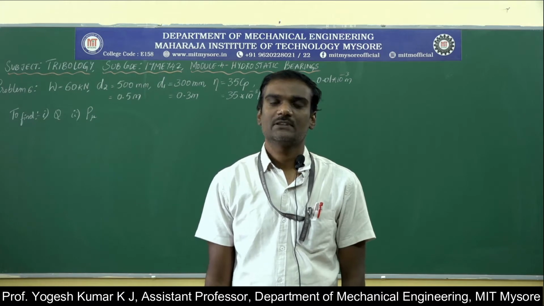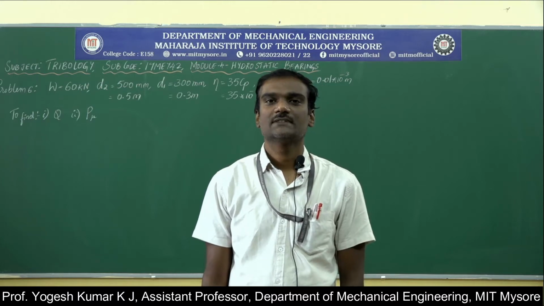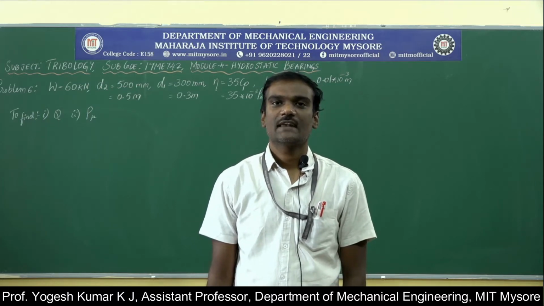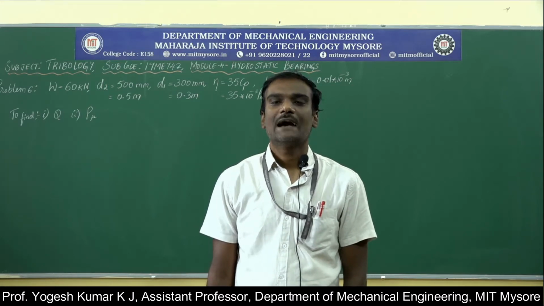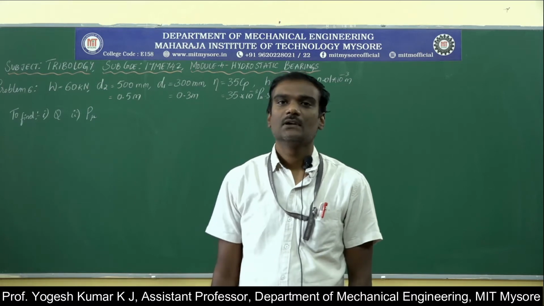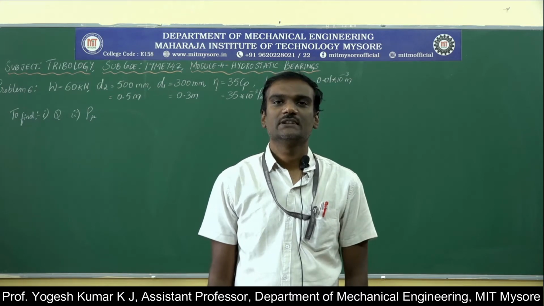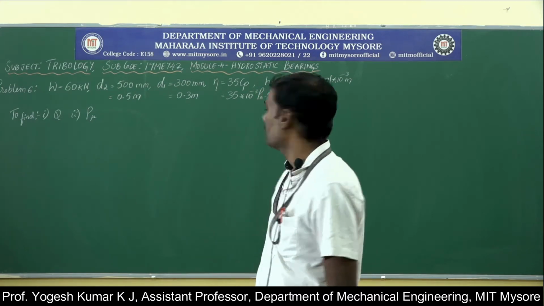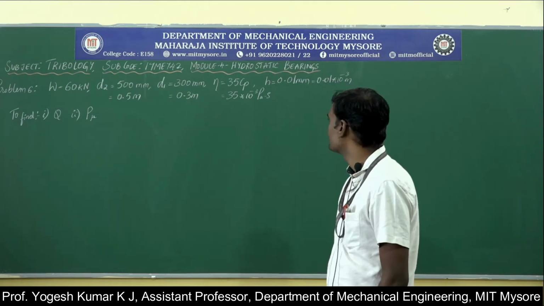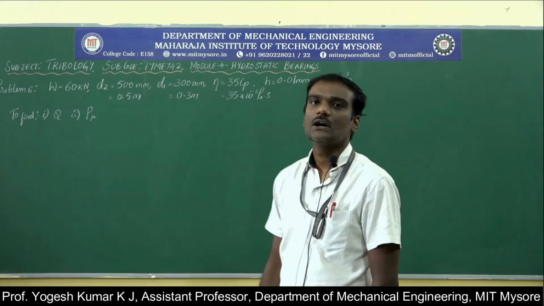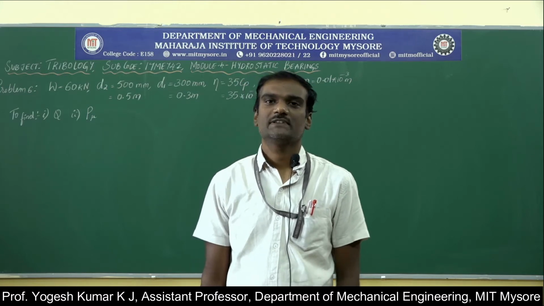I will repeat the problem once again. A hydrostatic thrust bearing has the following characteristics. The vertical thrust 60 kilonewton, diameter of the shaft 500 mm, diameter of the pocket 300 mm, viscosity of the lubricant used is 35 cp, minimum oil film thickness is 0.01 mm. Determine the rate of oil flow through the bearing. Second sub question, power loss due to viscous friction.